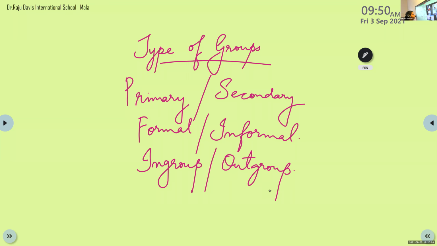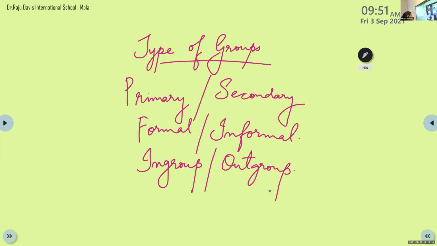Now, when you are joining a particular club, nature club, dance club, or when you are joining an NGO, non government organization, or you're maybe joining a group for community works, for doing something good, then that is by your choice, or maybe a political party. You're joining by your choice, isn't it? So that will become secondary. When you're joining by your own choice, your own will, it will become a secondary group.